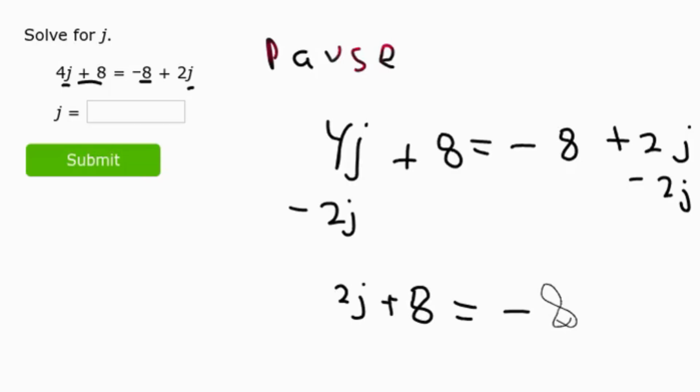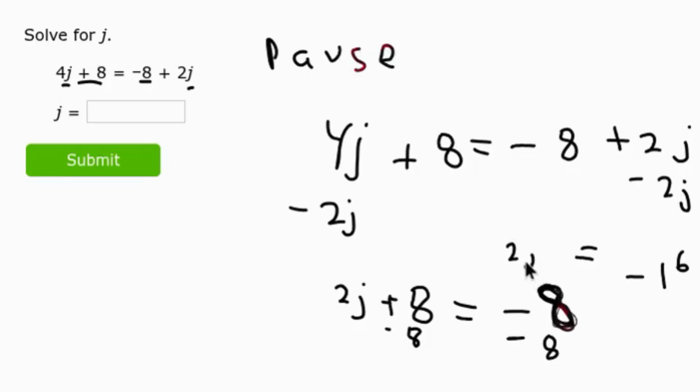When we deal with two-sided equations with the same variable two times, we have to undo the operation. We have to use the opposite operation to undo the operation. So when we have plus 8 on one side, we have to subtract 8. We're going to subtract 8 on both sides to get rid of the 8, and that will become minus 16. That will give us 2j equals minus 16.